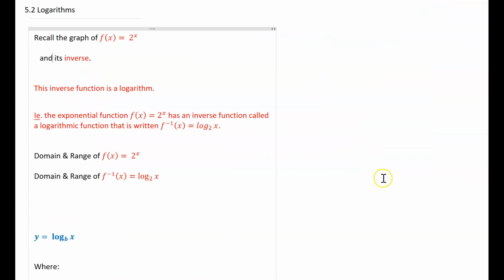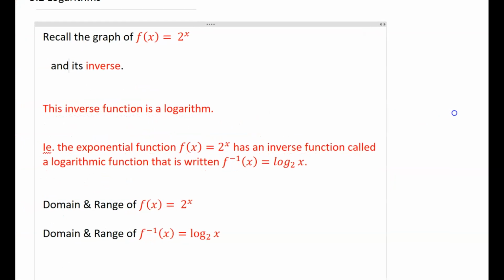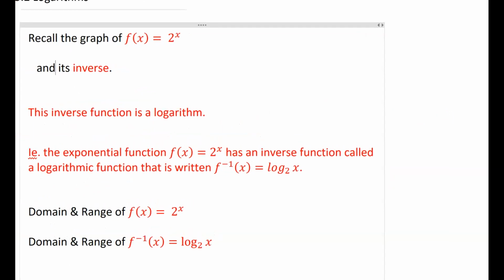Okay. All right, so what we just looked at was f of x equals 2 to the x power and its inverse. The inverse function that we just looked at is a logarithm. It's a logarithmic function. So in other words, we had f of x is equal to 2 raised to the x power. The inverse function, f inverse of x, is equal to log base 2 of x. That is the function.